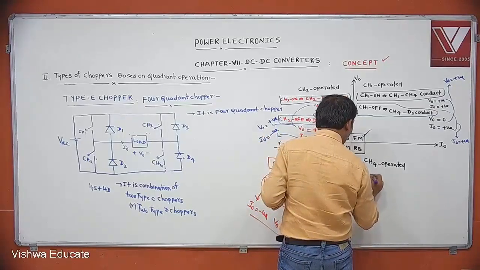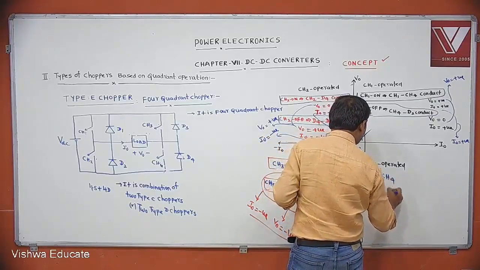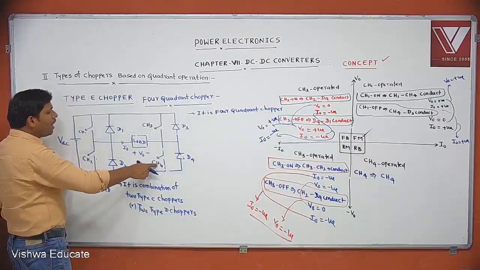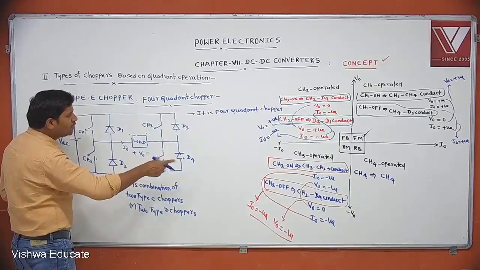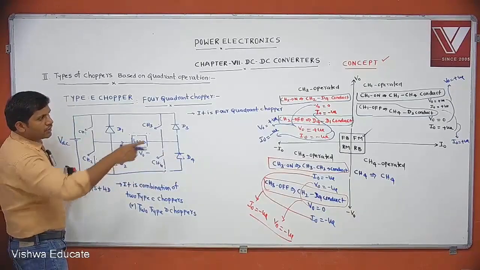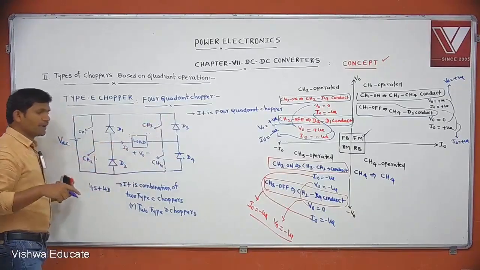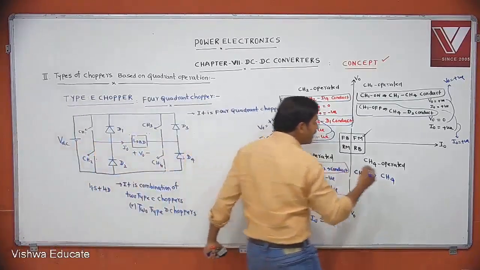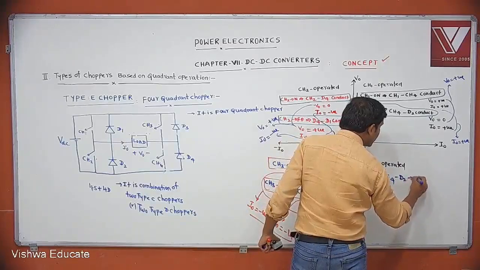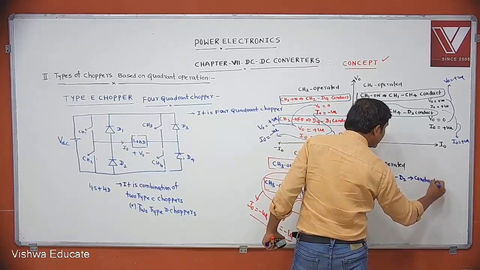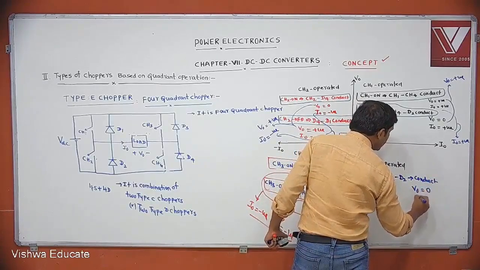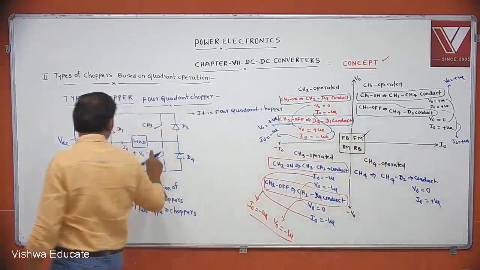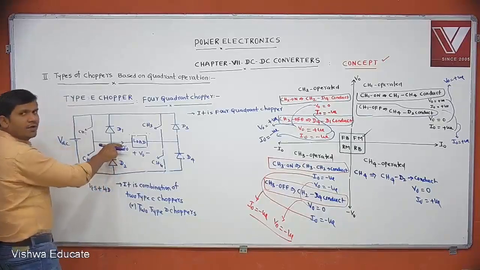CH4 is on, and along with it another device must conduct. If CH4 is on, which device will conduct? You tell me. If CH4 is on and you want to get current positive and voltage negative, D2 must conduct. No other device will satisfy. CH4 and D2 will conduct. What is V0? 0. What is I0? Positive. The current is in the same direction as the assumed direction.